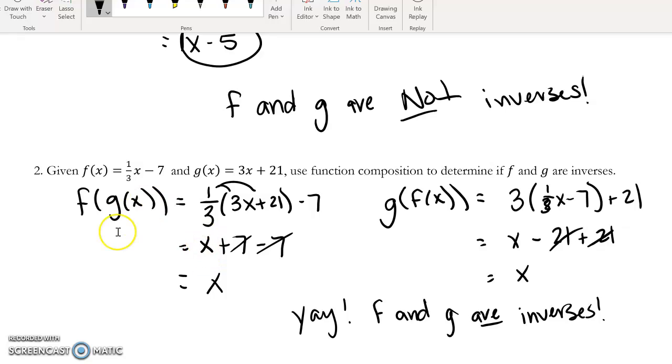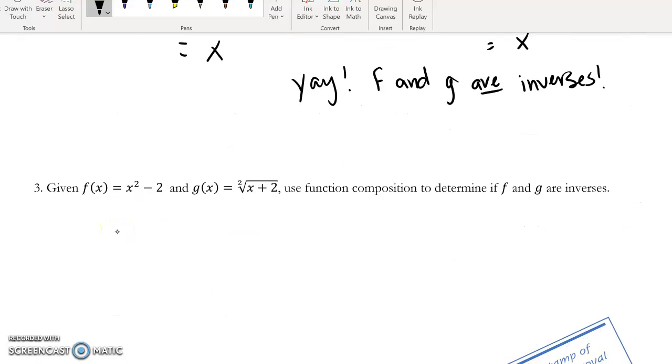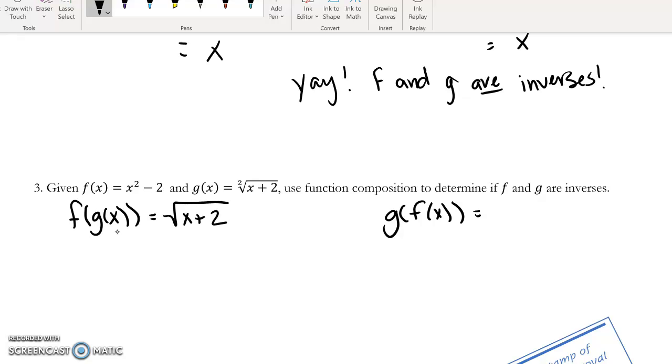Okay. Then last one on this page. Again, given two functions, use composition to see if they're inverses or not. So f of g of x and g of f of x. For f of g of x, I would have this function being squared and then a minus 2. I know that squared and square root are inverses of each other, so they're going to undo each other, and I'm just left with the x plus 2 and a minus 2. X plus 2 minus 2 leaves you with just x.